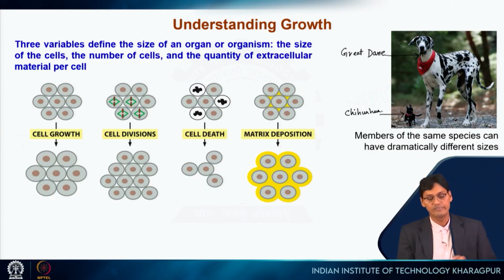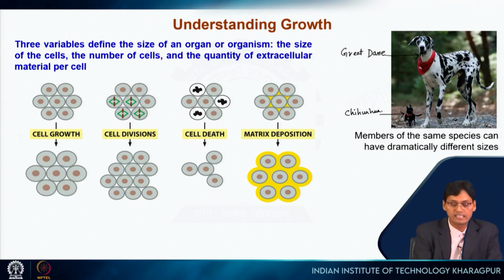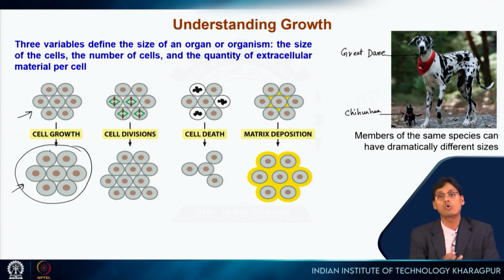Now, there are multiple variables that define the size of an organ or organism. The size of cells, that is one, whether cells are small or bigger, the number of cells, and the quantity of extracellular material per cell. So as you can see here, the number of cells is the same, but if cells grow in size, then the overall volume is increasing. So this is also a kind of cell growth.